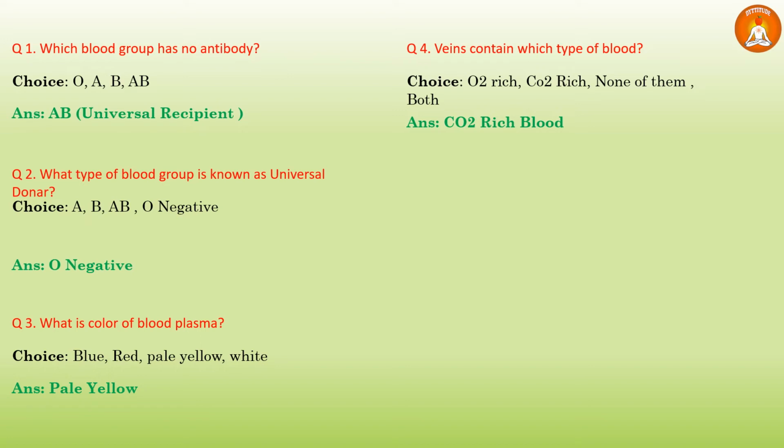From heart it goes to lungs where it is purified again. So the answer is CO2 rich blood. Similarly, if it is a question with artery, it will be oxygen rich.